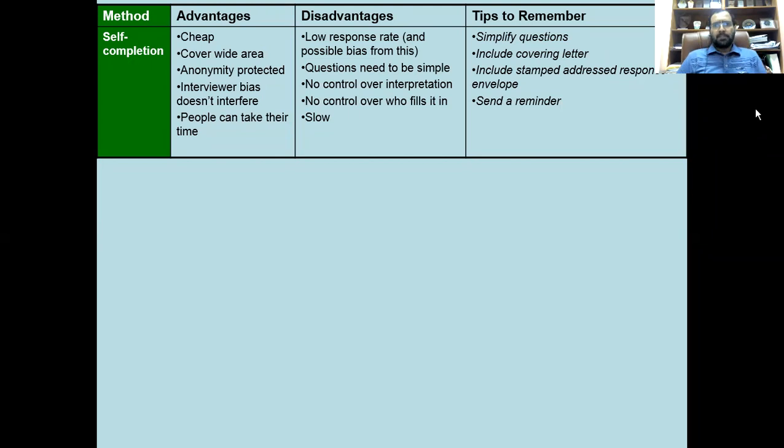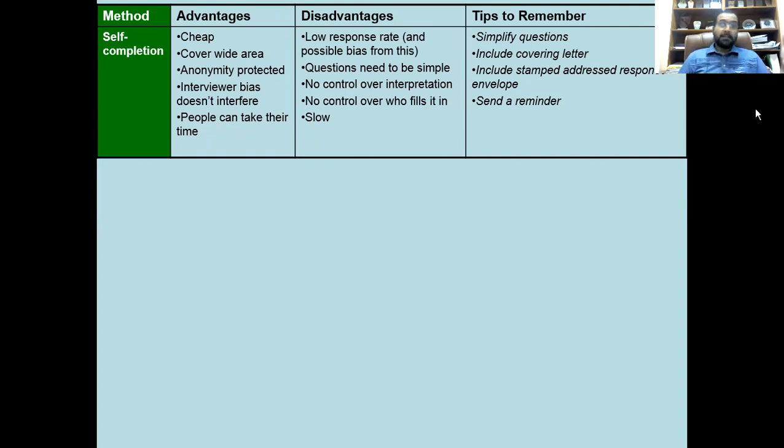The disadvantages: low response rate and possible bias from this, because if you reach out to people and let them decide whenever they want to fill it, sometimes they just say, okay, whenever I have time I'll do it, and put it aside. So sometimes we have a very low response rate. If you are not well connected with the people, they will not respond, or they think it's not relevant to them, or that it is wasting their time. They do not treat it as a priority. So that is the problem we have.